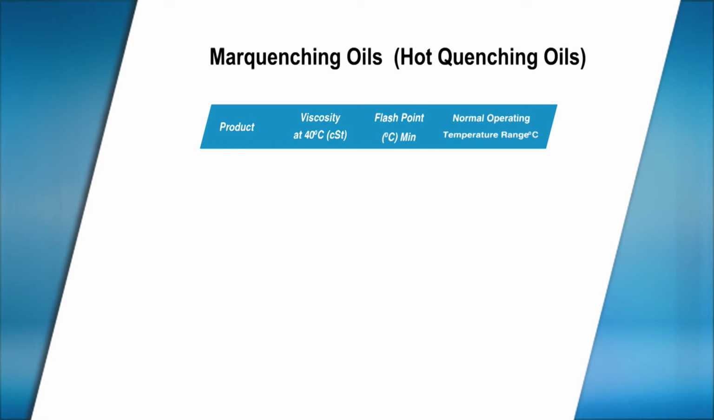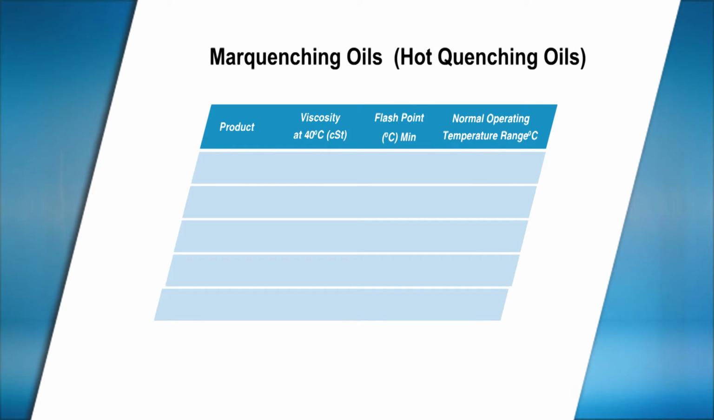Hardcastle Petrofeur's popular quenching oils are shown in the table. HiQuench MT650 is the most popular grade, having a typical viscosity of 65 centistokes. This product is generally used in operating temperature range of 80 to 120 degrees Celsius.